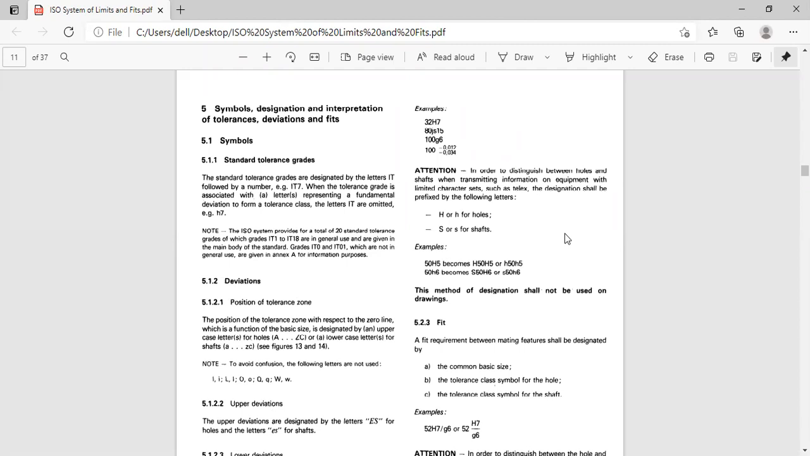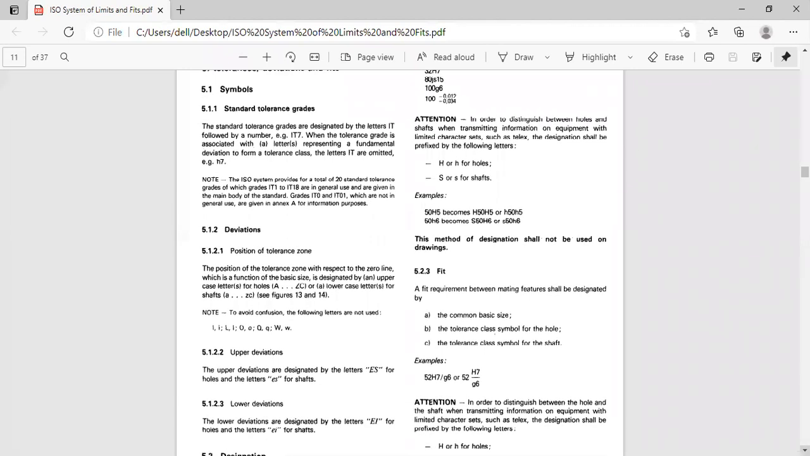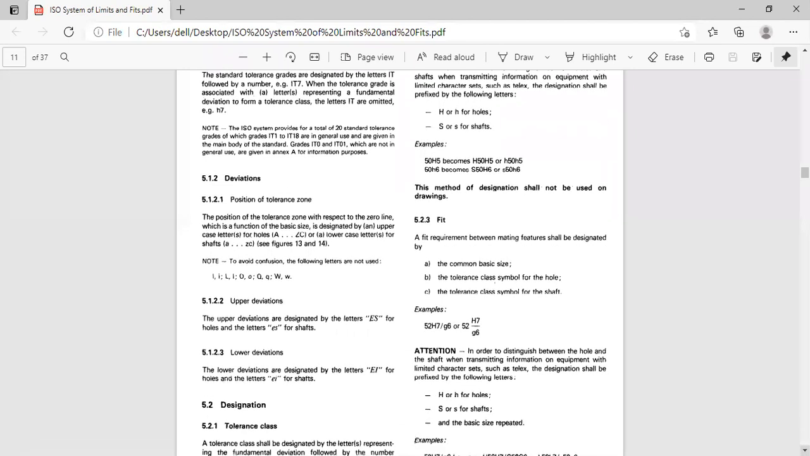So here he has given some notes that you have to follow carefully. Capital H you have to use only for the holes, and small letters for the shafts. That is very important. And what is a fit, already I told you: a fit is a relationship between mating parts, that is the shaft and the hole, and they are designated by the common basic size, that is 52 or 40 or 25. So what is this 52 H7/G6? Already I told you, it is a hole shaft pair.